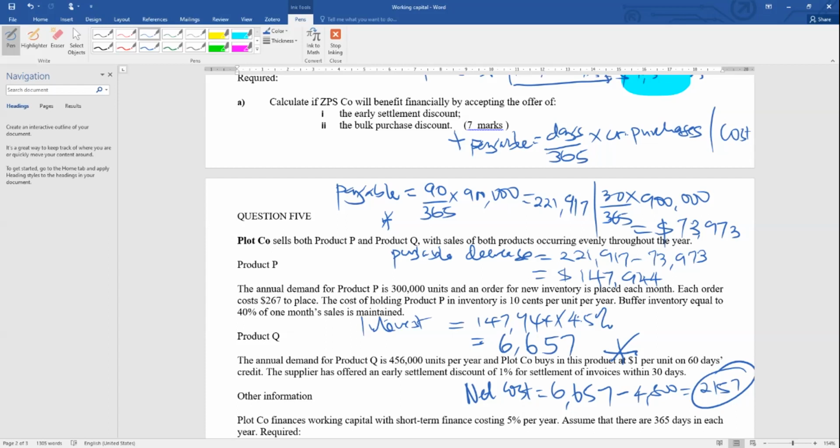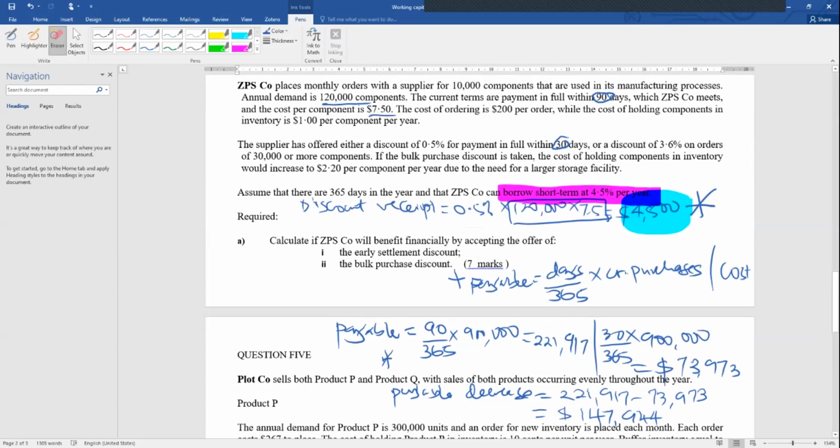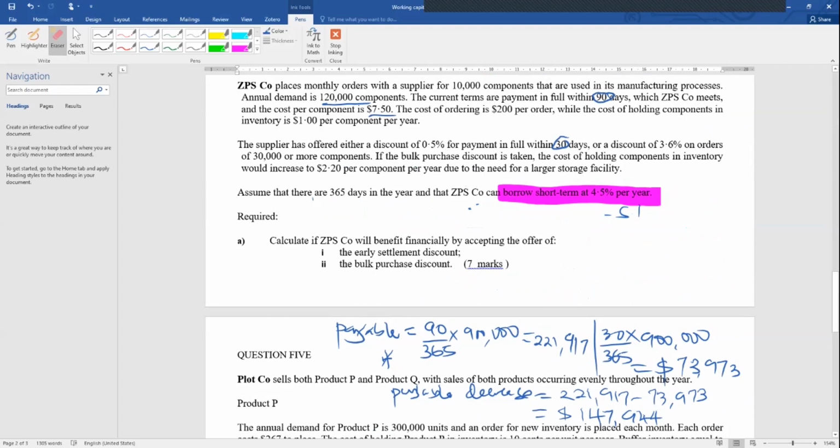Okay, if there's no question, then the next time we meet, we start off by discussing how we manage accounts receivable. And by the way, I can give you questions for the assignment. We have done part A in this question, so you can do part B.